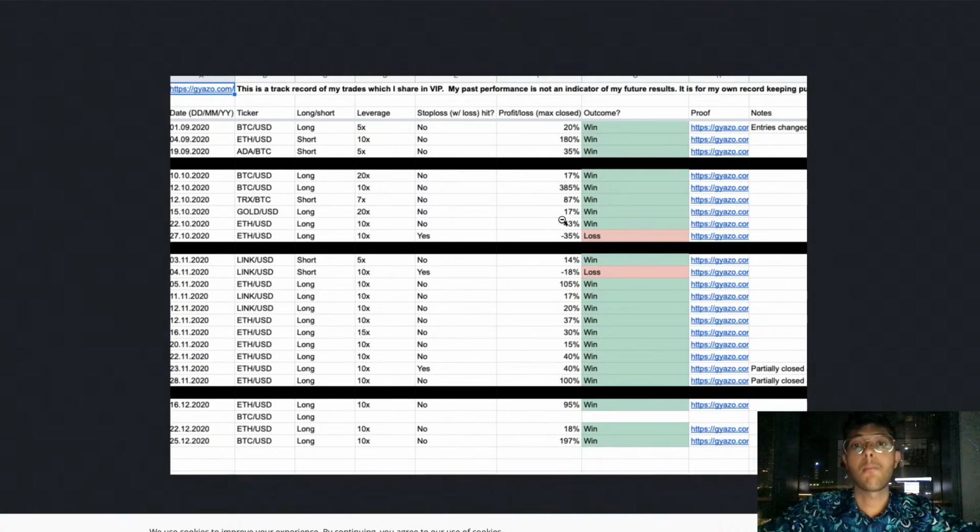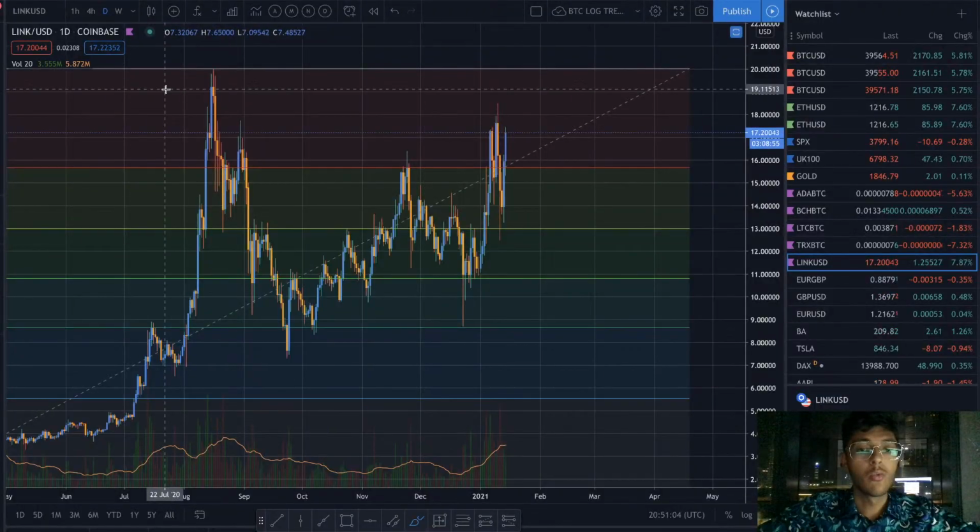This column denotes the maximum closed. So the maximum close for this trade was 385% profit, but obviously I closed some profits before this as well. But this shows you how consistent the gains have been, purely because I don't need to reinvent the wheel. I don't need to do anything particularly different or special with this approach. I'm just trading the same thing over and over and over. And I find that strategy works really well for me.